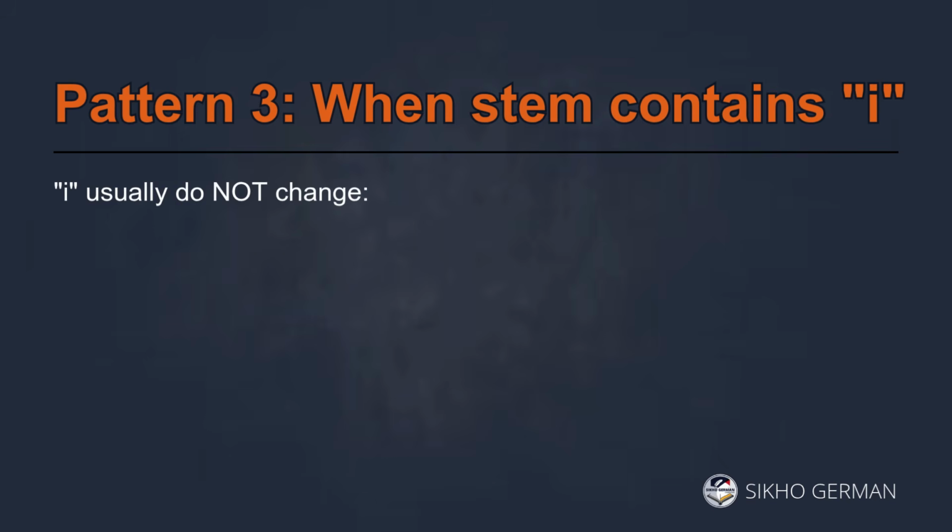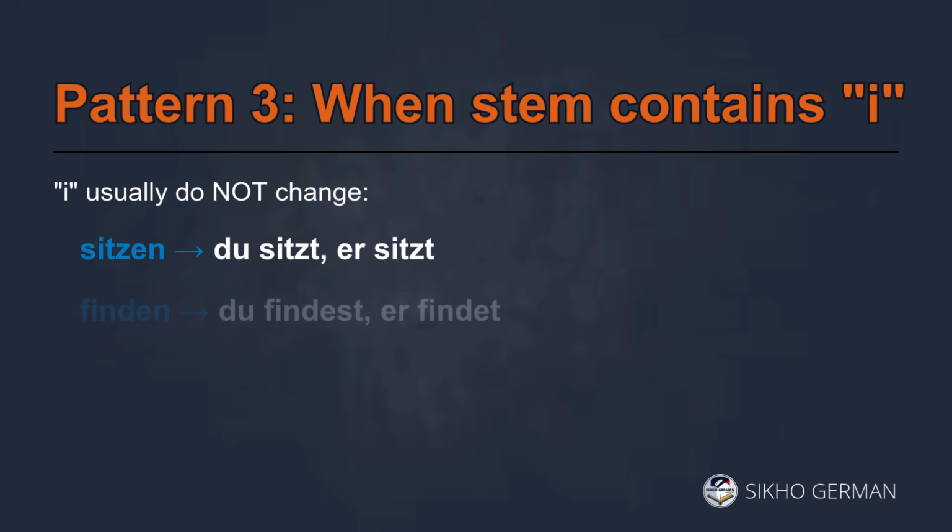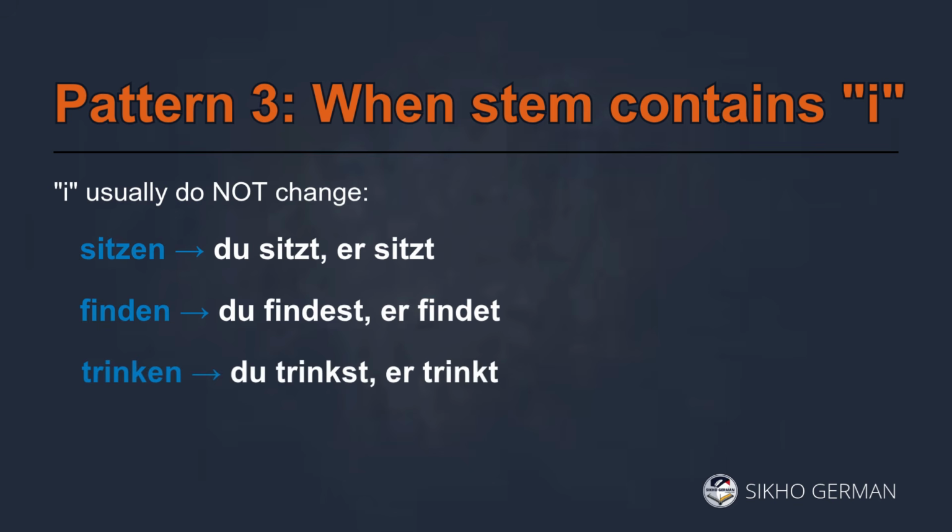Pattern 3. When the verb stem contains the vowel i. Here's some good news. I usually does not change. Look at these examples. Sitzen, to sit. Du sitzt, er sitzt. I stays i. Finden, to find. Du findest, er findet. I stays i. Trinken, to drink. Du trinkst, er trinkt. I stays i.